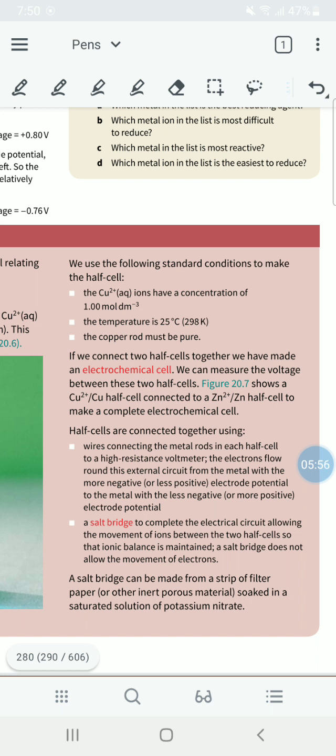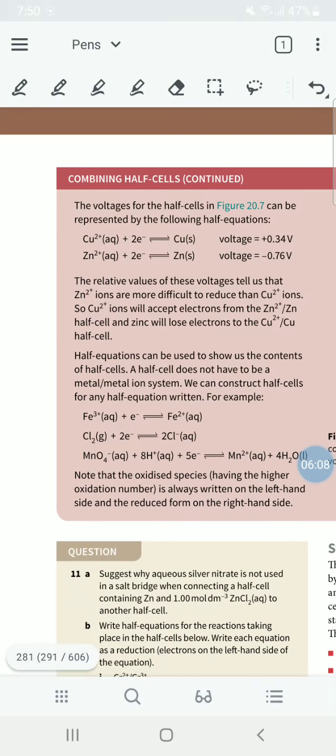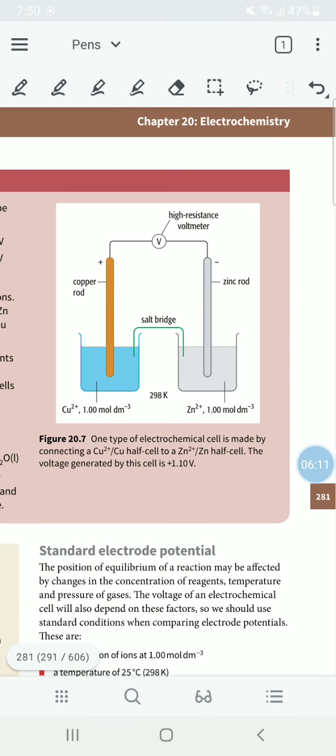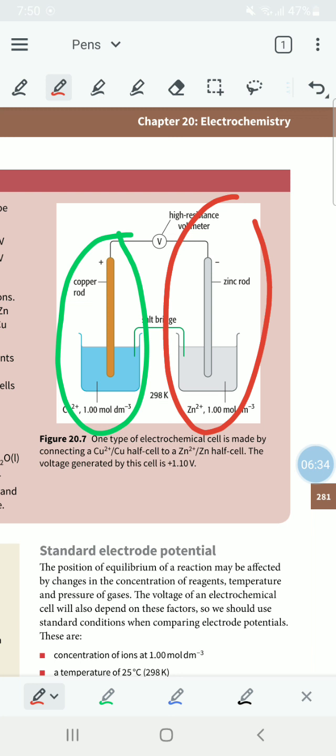Figure 20.7 shows a copper ion and copper half cell connected to a zinc ion and zinc half cell to make a complete electrochemical cell. So let's go to this figure 20.7 and see how it is done. So here you have the electrochemical cell. This is the copper ion, copper metal half cell, and here you have the zinc ion, zinc metal half cell.